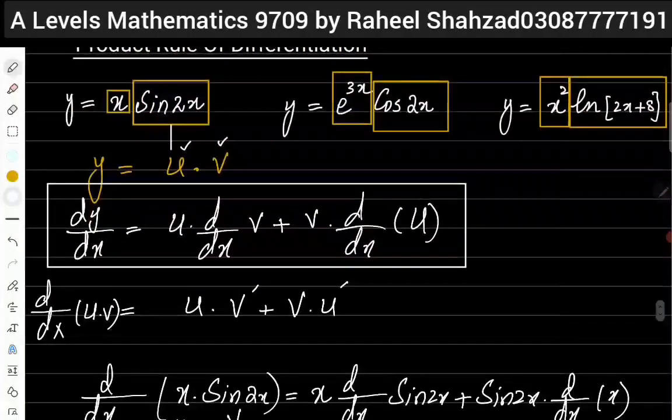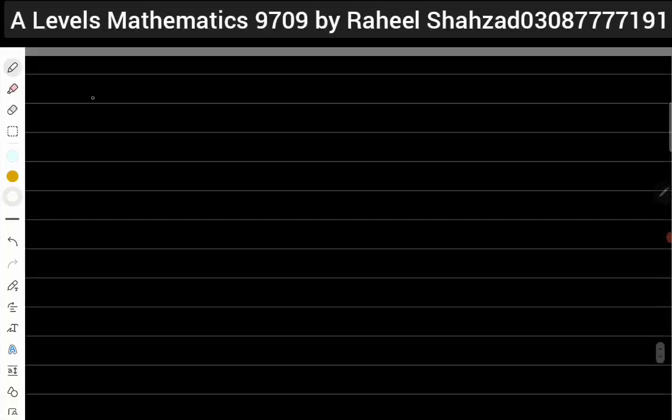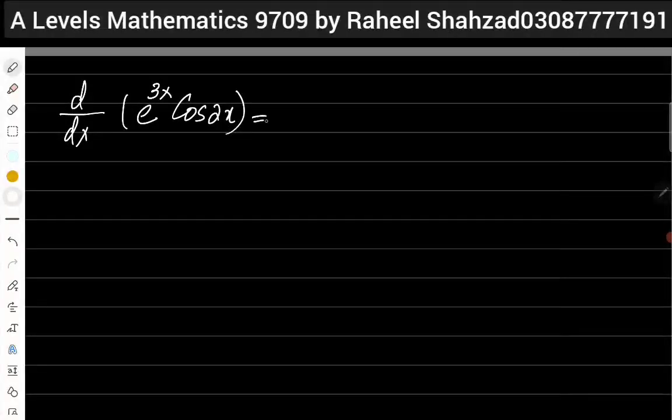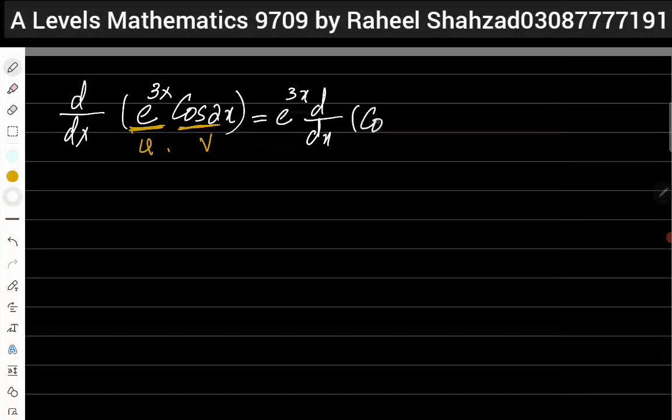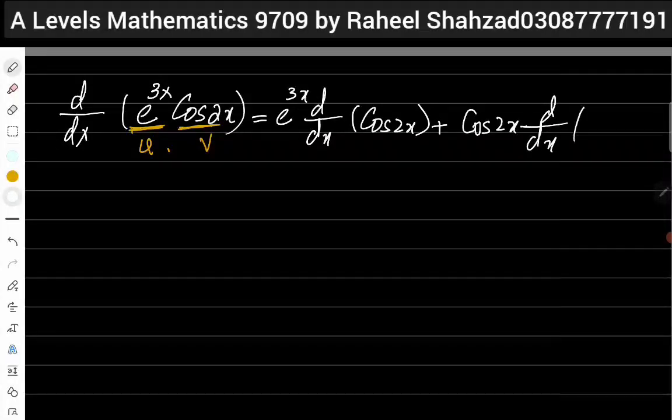Another question: e^(3x) cos 2x. Find the derivative of e^(3x) cos 2x. This is my first function, let's name it u, and this is my second function, let's name it v. So that is equal to the first function as it is times the derivative of the second, the derivative of cos 2x, plus the second as it is, cos 2x, times the derivative of e raised to the power 3x.